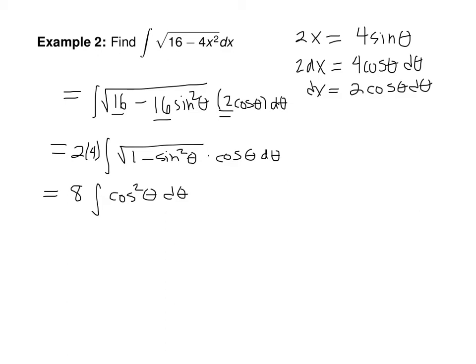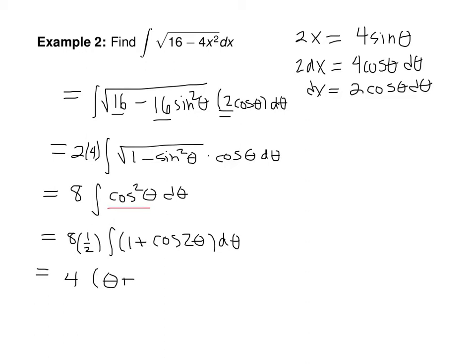And now you're going to have to use the half angle identities that allow you to change cosine squared of theta into 1/2 times 1 plus cosine of 2 theta. And now we can integrate. We have 4 theta plus 1/2 sine of 2 theta plus c.